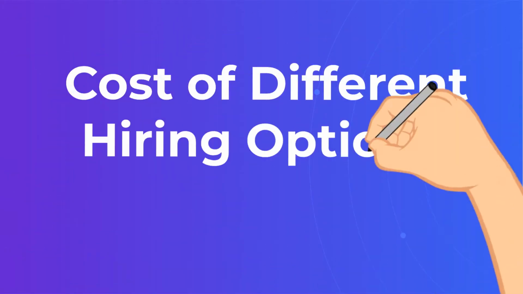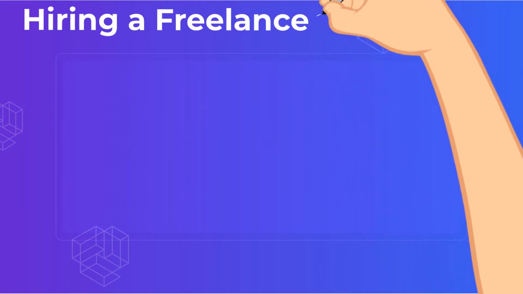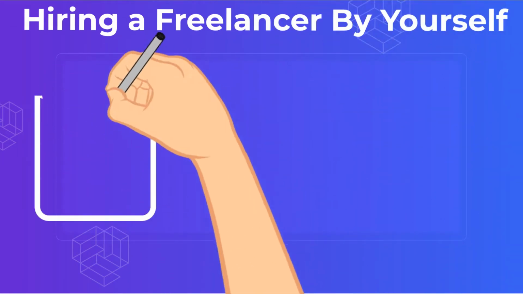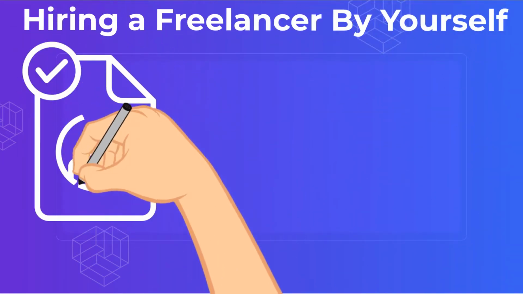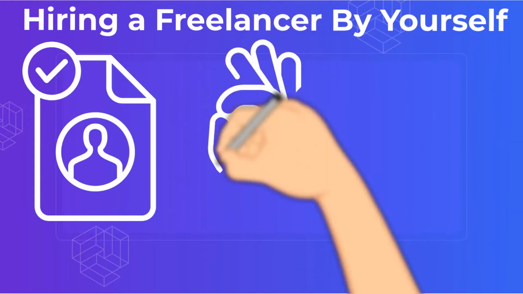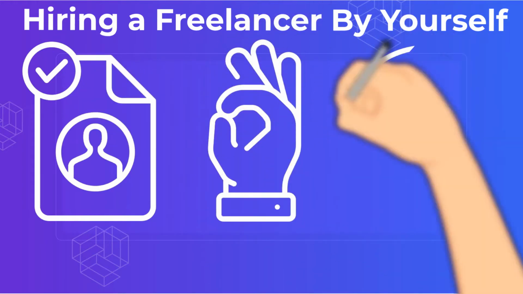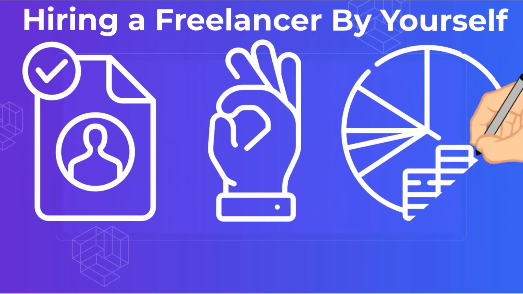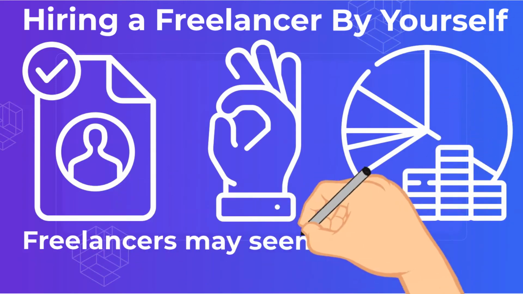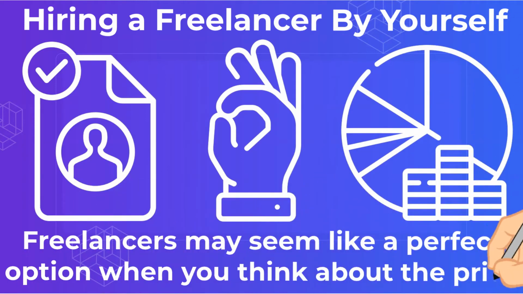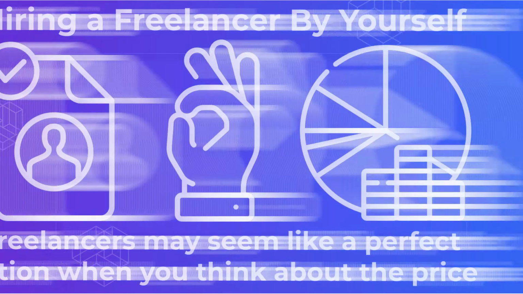Cost of different hiring options, their pros and cons. 1. Hiring a freelancer by yourself. Freelancers may seem like a perfect option when you think about the price. Among other options, they are definitely more budget-friendly, with freelancer rates per hour varying from $15, coders from China or India, to $120 in the US.